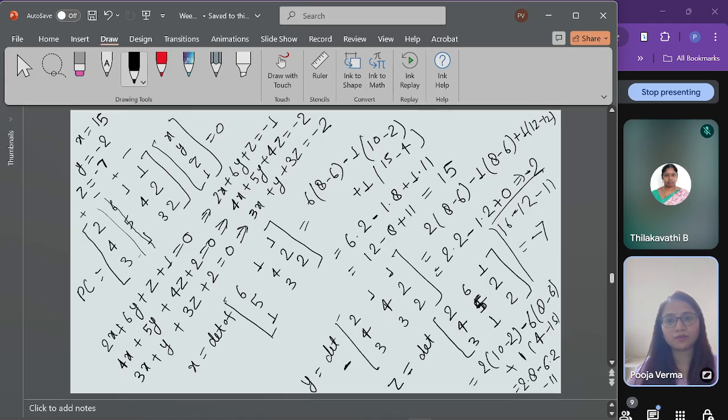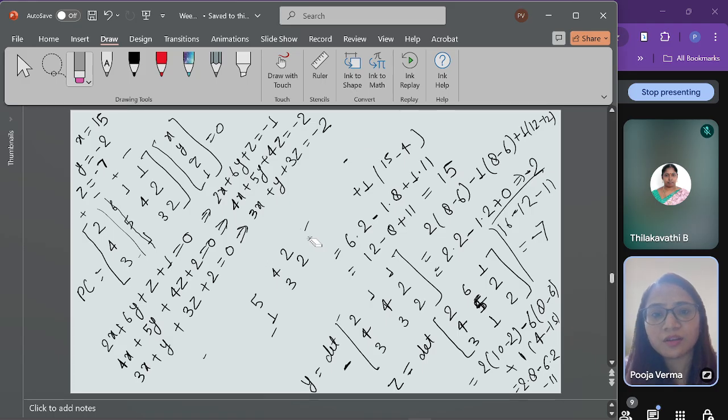so you have got x, y and z values. Similarly, you have to calculate for the last one also, for the last column. That is what we are calling W. So for that one, we also have to calculate. So I'm just removing it from here.